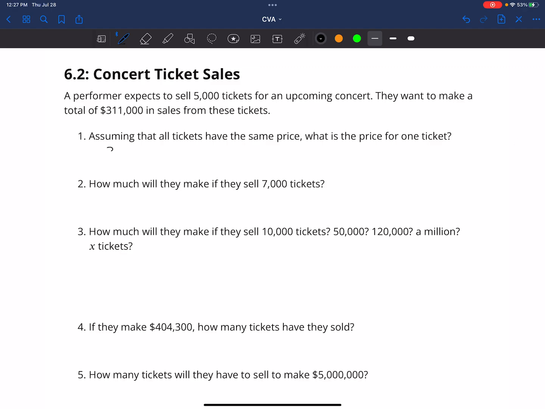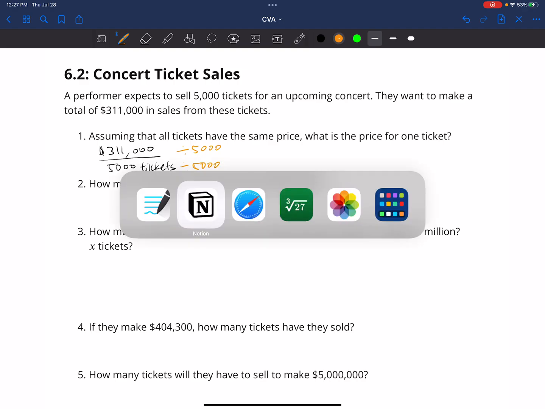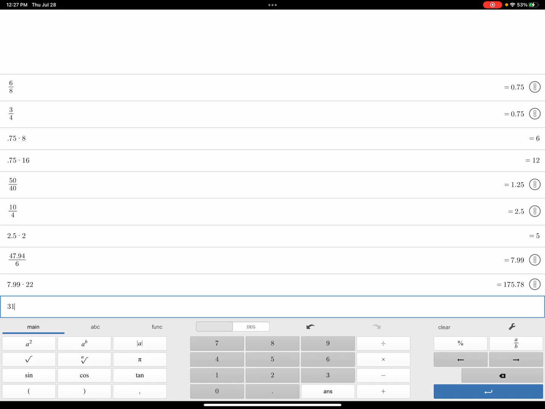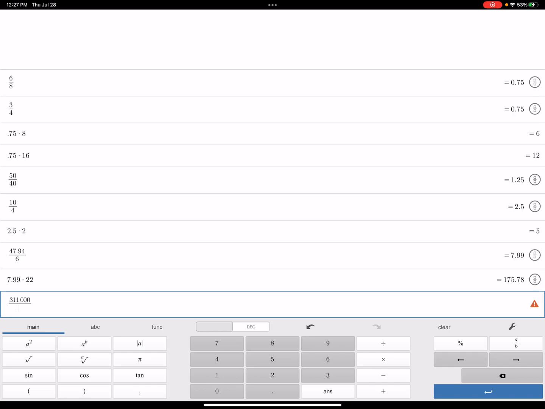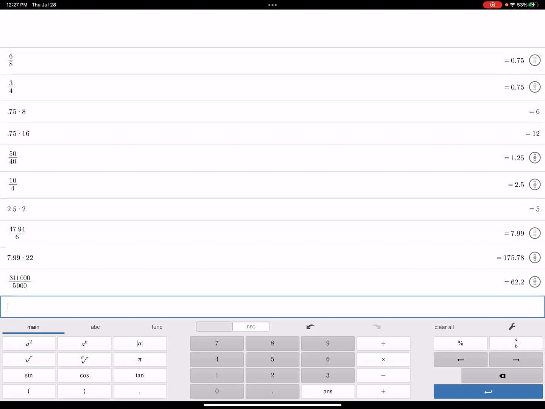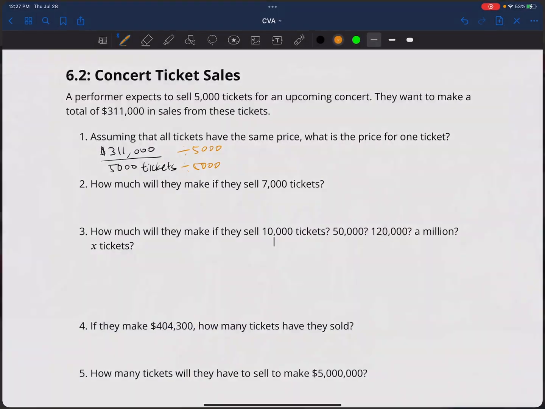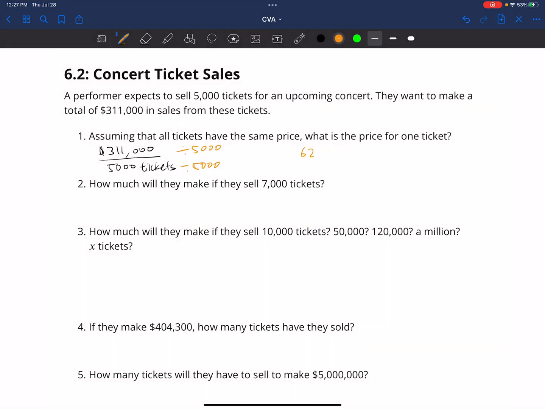Okay. So I've got 311,000 over 5,000 tickets. Well, I want to divide the top and bottom by 5,000 so I can figure out the price for just one ticket. So 311,000 divided by 5,000, that's going to be 62.2. So it's going to be $62.20 for one ticket, and this is also therefore the constant of proportionality, or the unit rate.